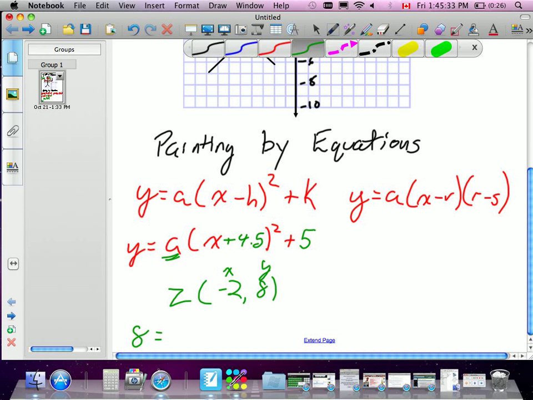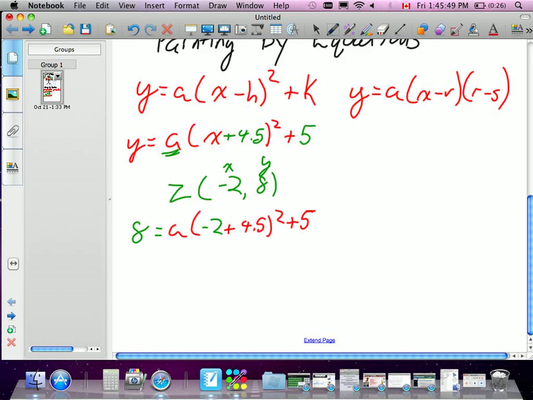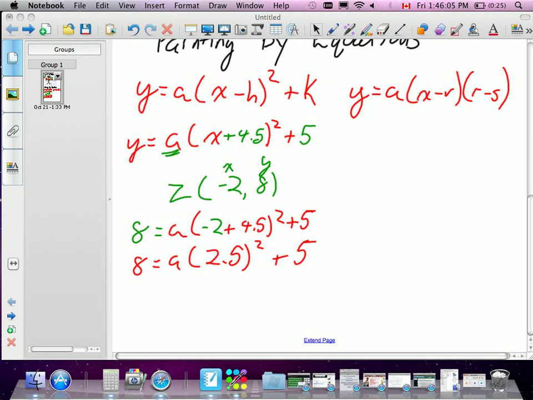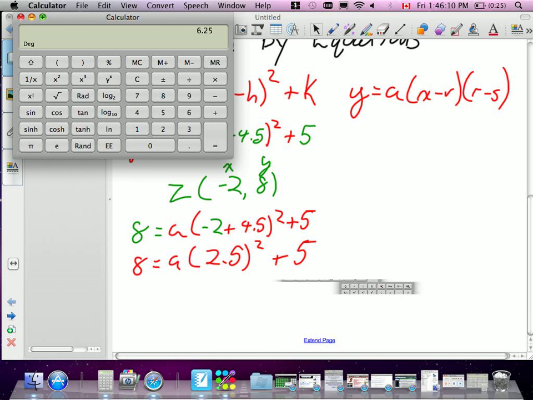And we have a times (x plus, and our x value will be negative 2, plus 4.5) squared plus 5. Now I have to isolate for a, so I solve it. 8 equals a times, what's negative 2 plus 4.5? 2.5. Plus 5. We're going to square that number. So we get 2.5 squared, 6.25.